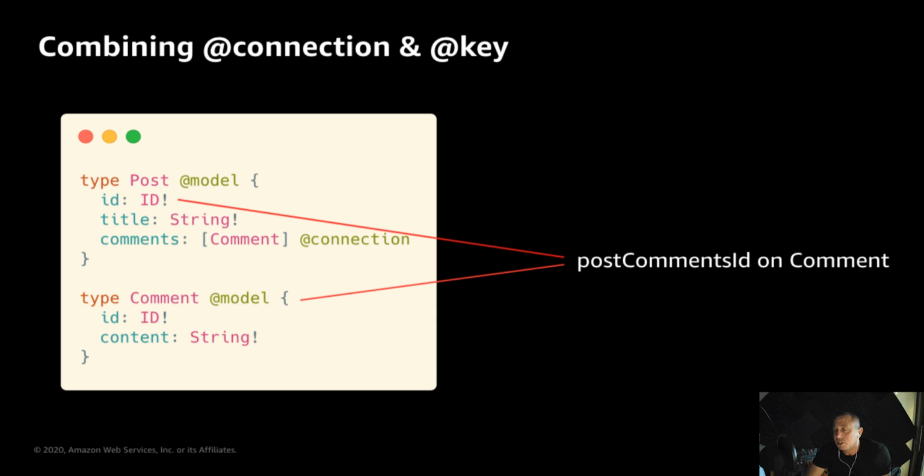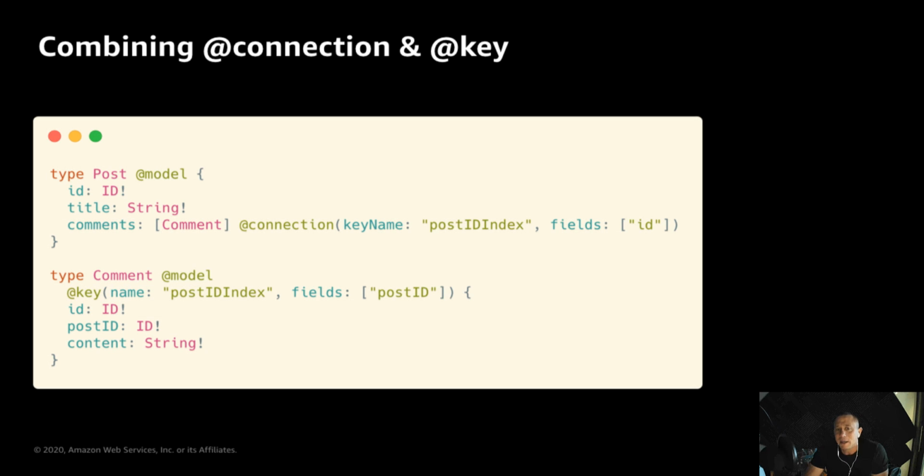But that might not make a lot of sense if you want to specify what this looks like. So to do that, we can actually create that field ourselves. And to do that, we would do something like this. We would use the @key directive, but the only thing we would not do is we would not add in the query field, because we're not going to be querying this directly from GraphQL. This is going to be queried from the actual query operation for the parent. So what we'll do is we'll create a key name of something like post ID index. This is going to create that GSI on the comment table.